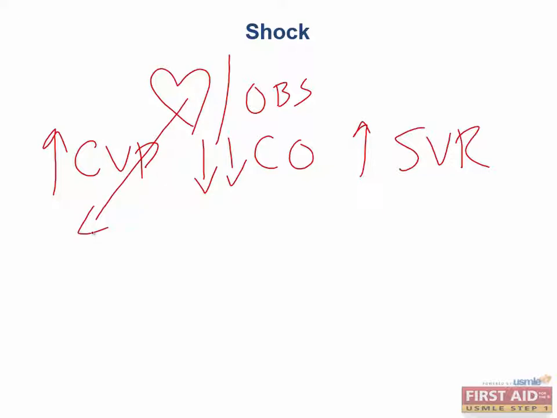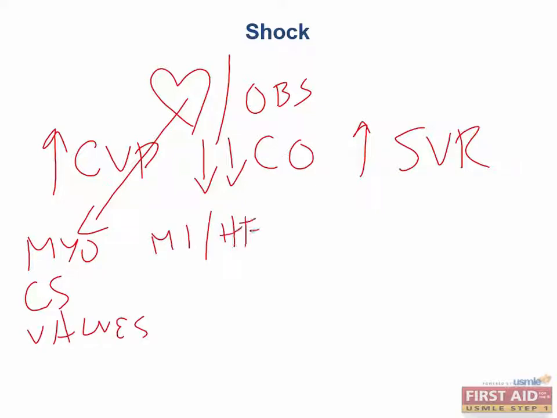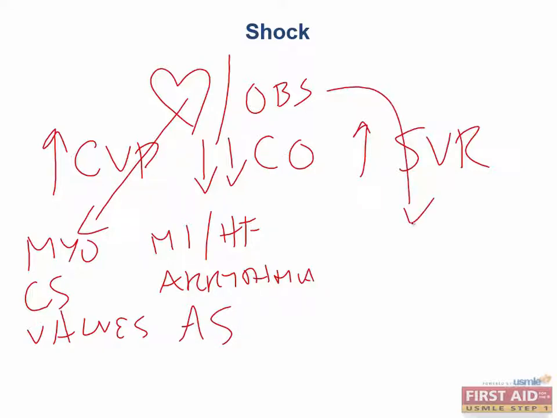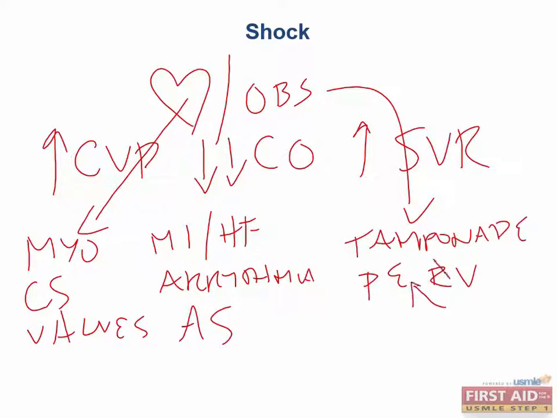Cardiogenic shock is due to problems intrinsic to the heart, such as the myocytes, the conduction system, or the valves. Some examples are an acute myocardial infarction or heart failure, an arrhythmia, or severe valvular problems such as aortic stenosis. Now, obstructive shock is secondary to an extrinsic factor such as blood compressing the chambers in a situation such as cardiac tamponade or a massive pulmonary embolism obstructing the right ventricle from pumping blood out.